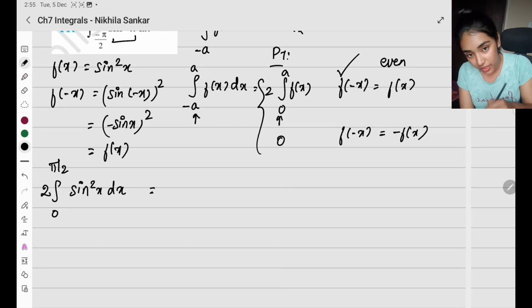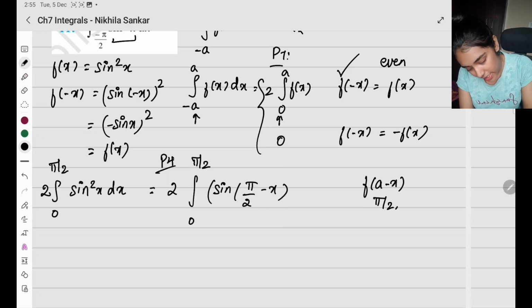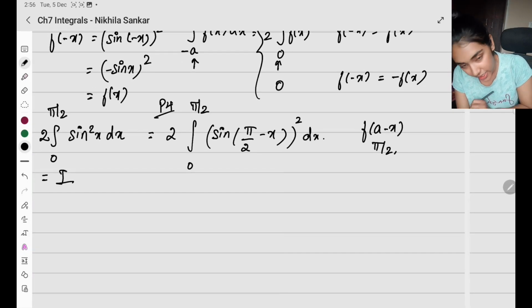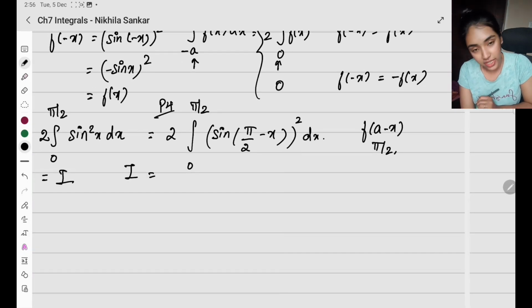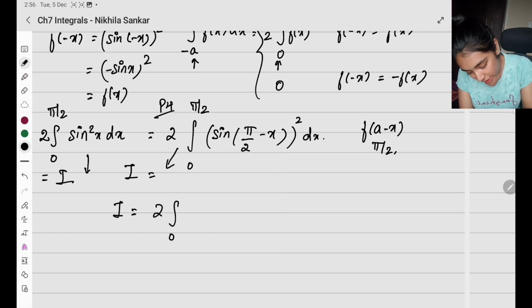So this can further be written using property number 4. What is property 4? You know f of a minus x, where a is going to be pi divided by 2. So can we write it in that form? So 2 times the integral from 0 to pi by 2 of sine of, instead of x, pi by 2 minus x the whole square times dx. So this is my I and this is also my I. Okay, both are I. So now my I equals 2 times the integral from 0 to pi by 2 of cos x the whole square times dx.